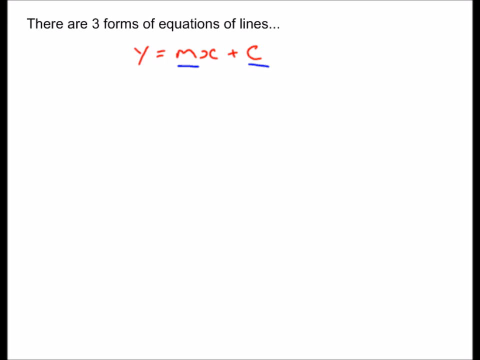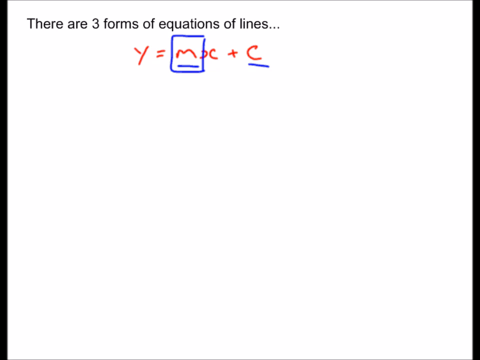In practice in Core 1, you're not actually going to be drawing lines accurately. So why do we need y equals mx plus c? Well, the crucial thing is, it is one of the easiest ways of getting the gradient. If I have the equation of a line and I put it into the form y equals mx plus c, I know that the number I'm multiplying x by is the gradient.